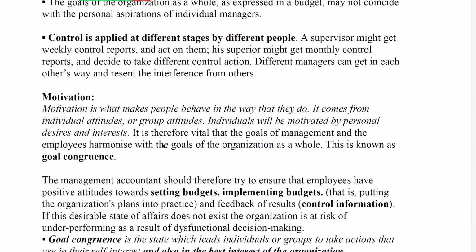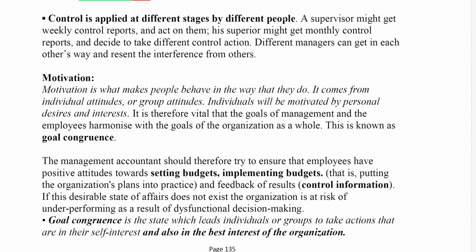Now, control is applied at different stages by different people. A supervisor might get weekly control reports and act on them, okay? His superior might get monthly control reports and decide to take different control action. So different managers can get in each other's way and resent the interference from others. Okay, and most of the managers are also stuck in what? The I-can-do-it-myself fallacy. They feel like they can do it themselves. So there's no need to what? Allocate it to somebody. And in actual sense, at that point in time, that person may be the right person that things should go to.